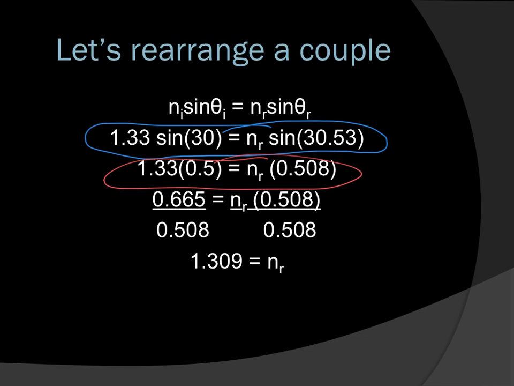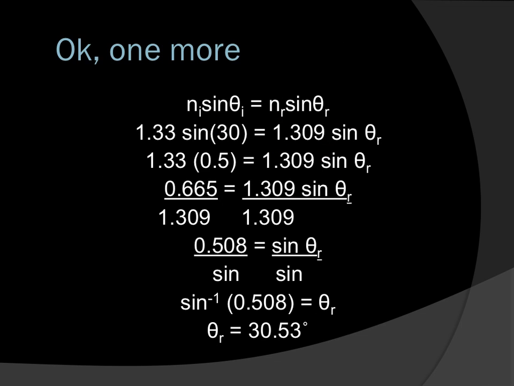But what if, I hear you asking, what if we're trying to find this? Well, you're in luck. Here's another one where we're trying to find theta. So same equation, Snell's law. Same values. We've got the sine of 30, and now we've got 1.309 for our index of refraction for the second material, and the angle of refraction is the unknown.